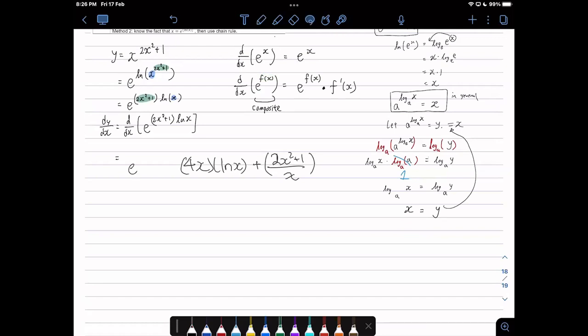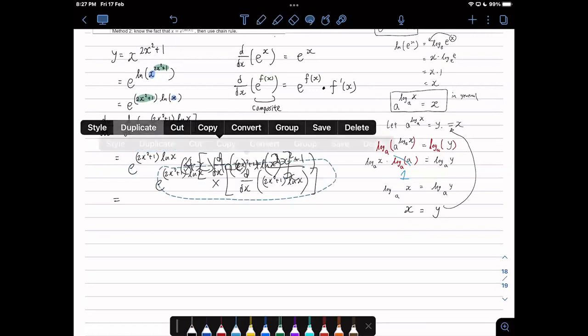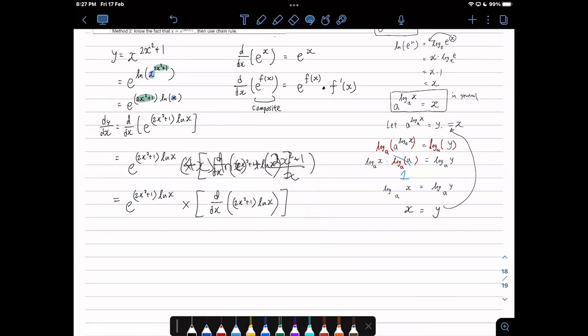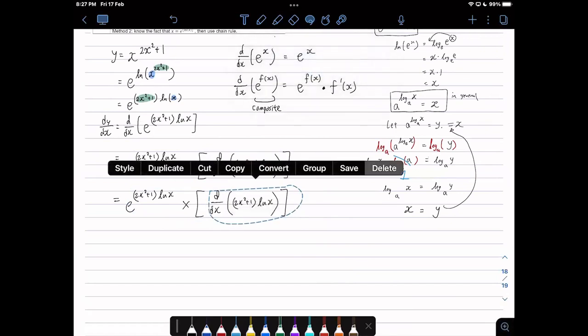So e to the power of whatever, just copy and paste. My favorite function, easy to differentiate. Copy and paste, then times the derivative of the f of x. But of course, in this case, that function is just a product. So I just copy it down first. Okay, then after that, everything copy and paste. But this part, when you differentiate, you need to use product rule. Carry on, try.